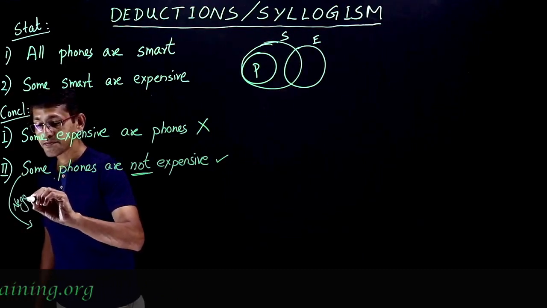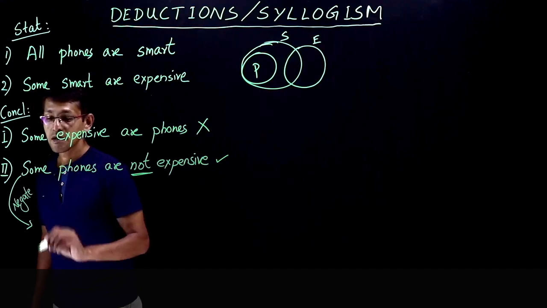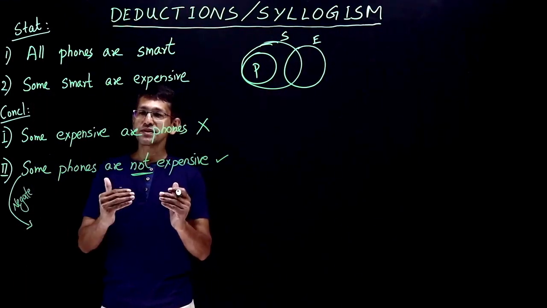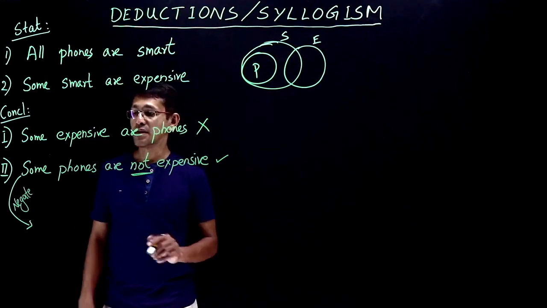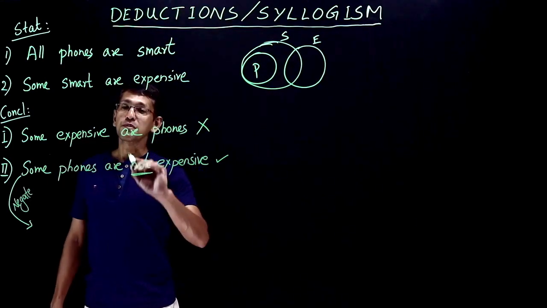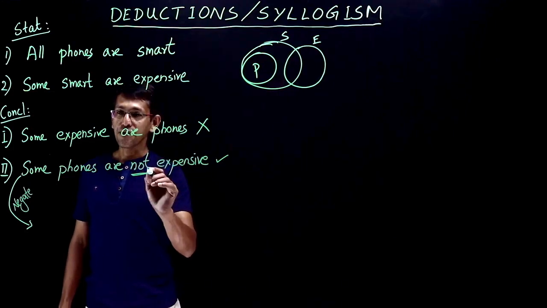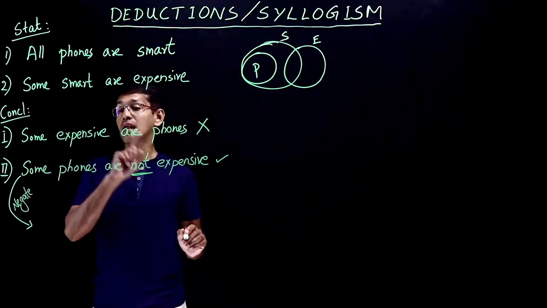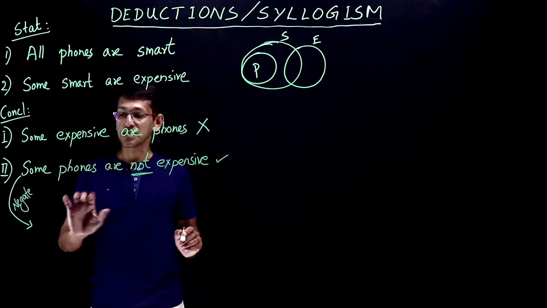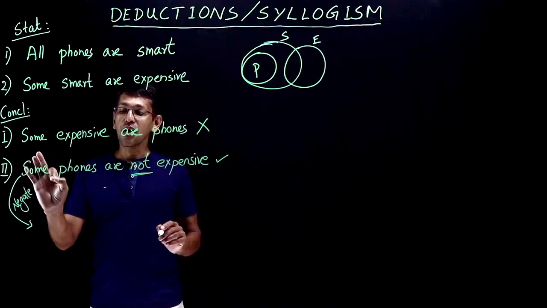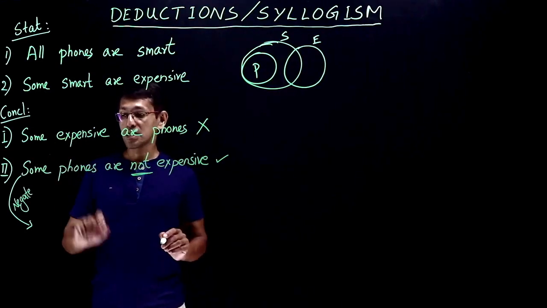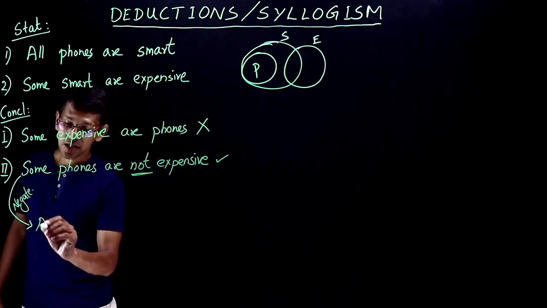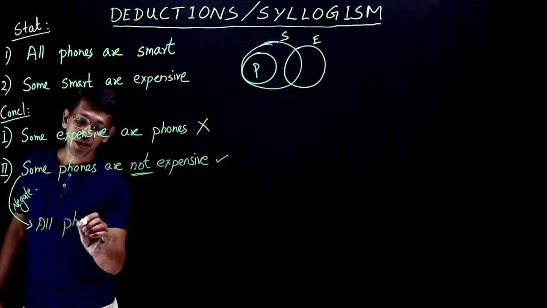So this is a negative statement. When you negate it, the negative becomes positive. And what would be the negation of "some not"? You may think it would be "some", but in logical deductions, that is not the case. The negation of "some not" would be "all". That means all phones are expensive.